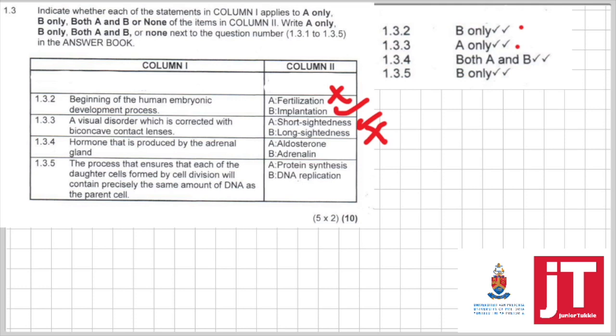1.3.4. A hormone that is produced by the adrenal gland. We know aldosterone and adrenaline are produced by the adrenal glands. Your answer is both A and B. And 1.3.5. The process that ensures that each of the daughter cells formed by cell division will contain precisely the same amount of DNA as the parent cell. We know that that's DNA replication and not protein synthesis. So your answer is B only.